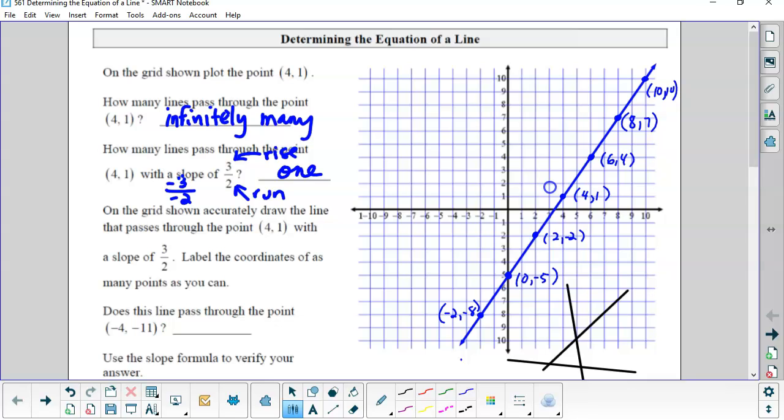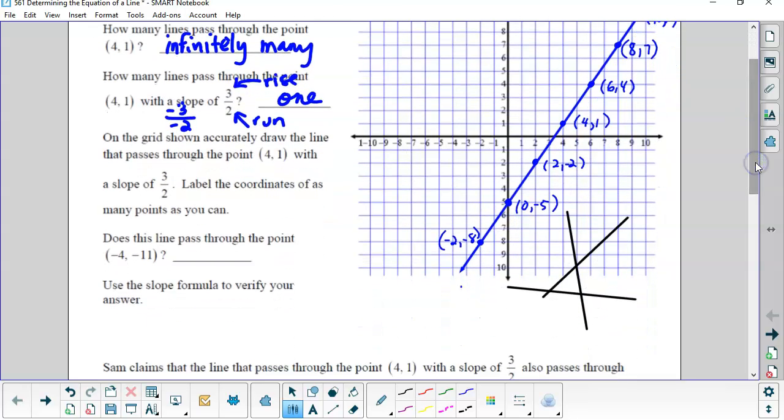Does the line pass through the point negative 4, negative 11? Here, it looks like it might, but we don't have enough of our line shown, or enough grid paper shown there. So, not sure from the graph. And that's how algebraically we're going to figure it out.